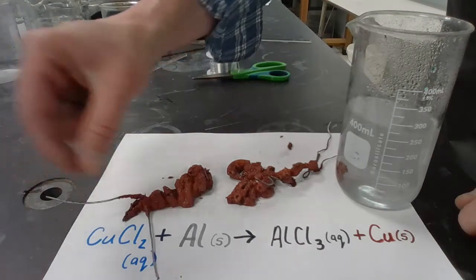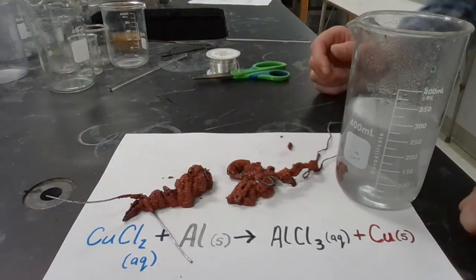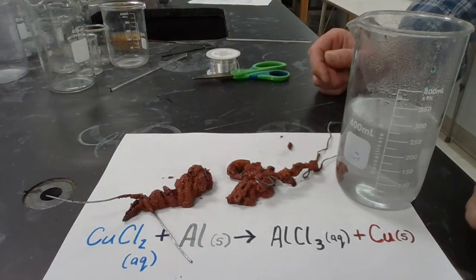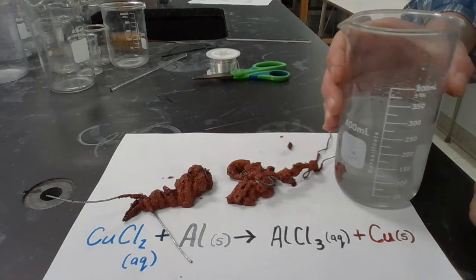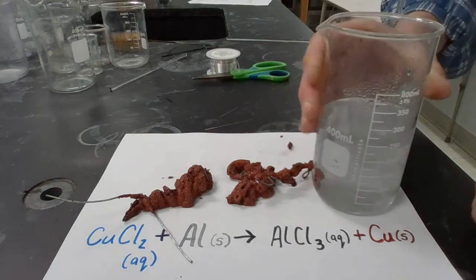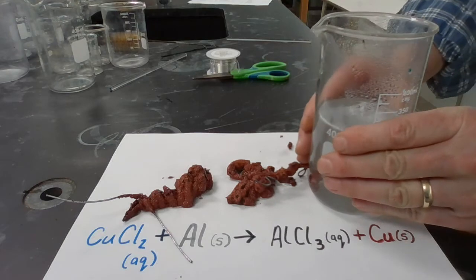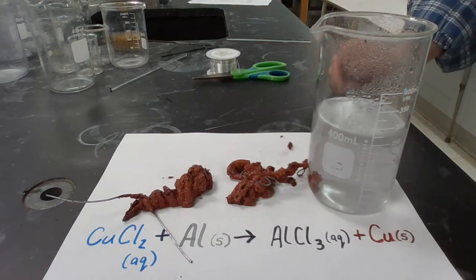All right, so there's our last reaction. Produced some copper out of that copper chloride in aluminum chloride solution. The whole thing's pretty warm still. That reaction was exothermic.